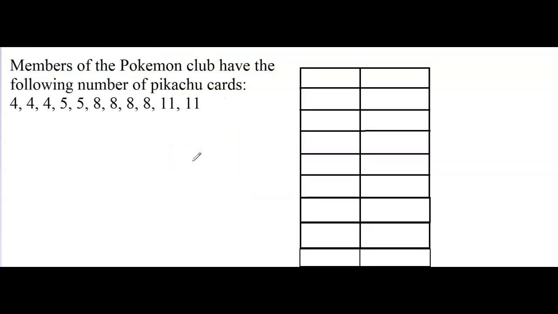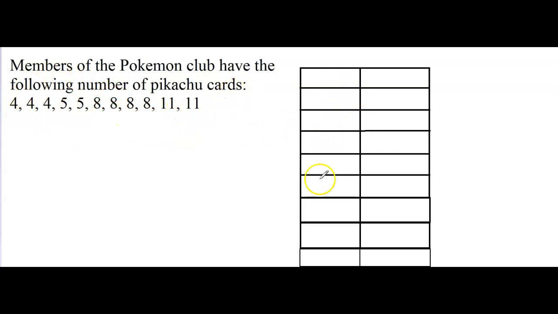Here's another example that is keeping track of the number of Pikachu cards that each member of the Pokemon Club has. So that's what this represents. One member has 4, another member has 4, another member has 4, another member has 5, 5. You know, Johnny has 8, Maria has 8, Chris over here has 11. So they just went around and asked everyone, how many Pikachu cards do you have in the club? And this is what happened.